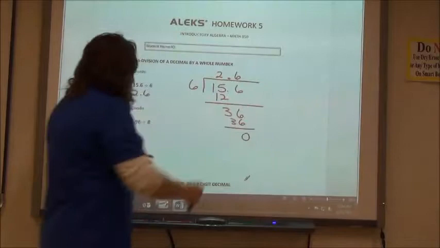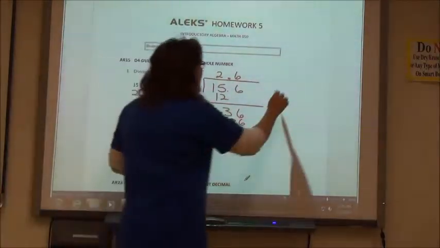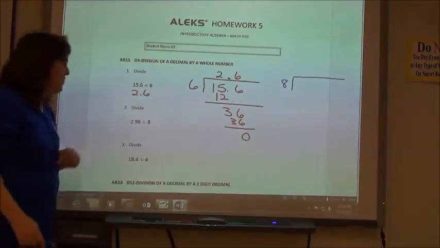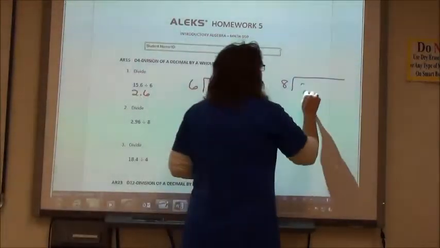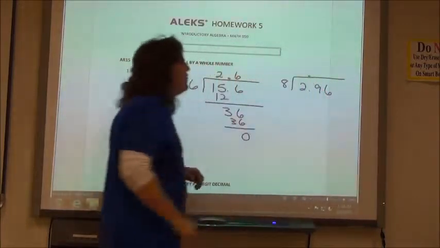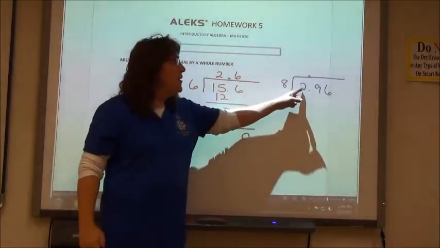Since I took up all that space, I'm going to write over here. For the number 2.96, I'm going to take 8 and divide it into 2.96. So I'm going to put my decimal straight up above where it is. 8 doesn't go into 2.